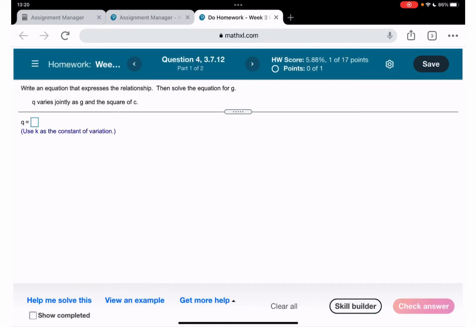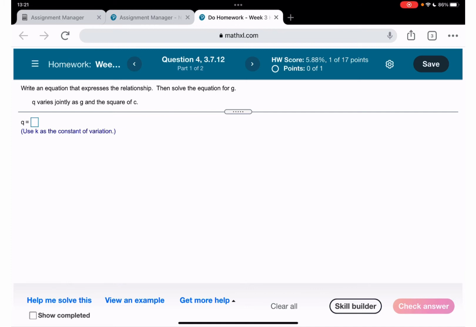Okay, moving to question number 4. Let me see what we have here. Okay, give me 1 second. I want to check here something. Yeah. So what do we have? Write an equation that expresses the relationship. Okay, similar question. Solve the equation for G.